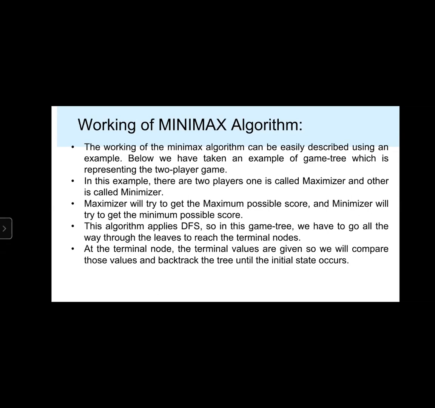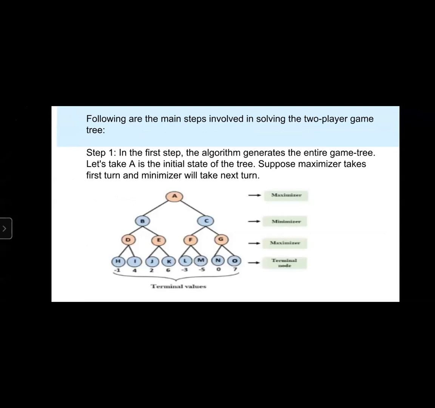This algorithm applies depth first search. So in this game tree, we have to go all the way through the leaves to reach the terminal node. Here at the terminal node, the terminal values are given. So we will compare those values and backtrack the tree until the initial state occurs. These are the main steps involved in solving the two-player game tree.